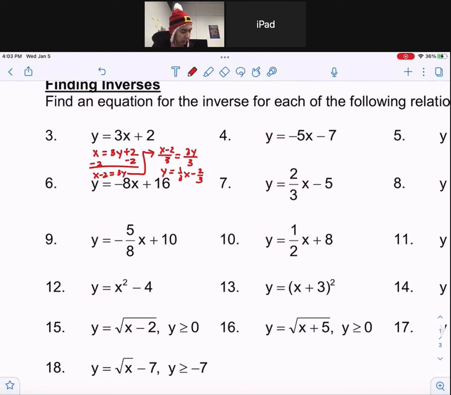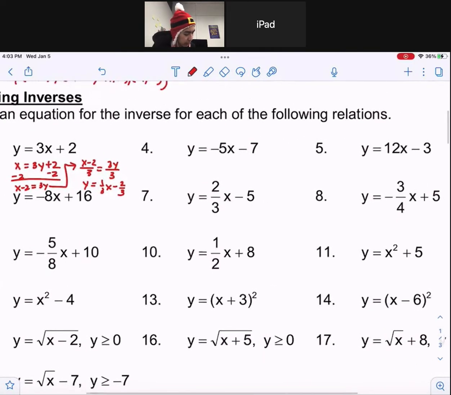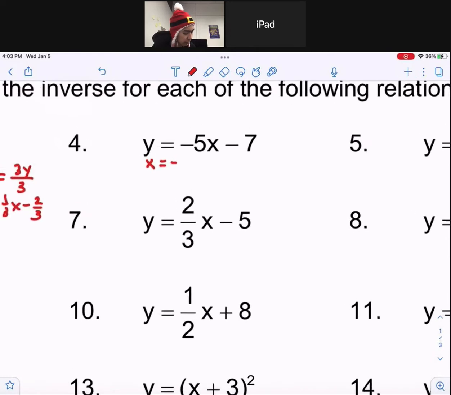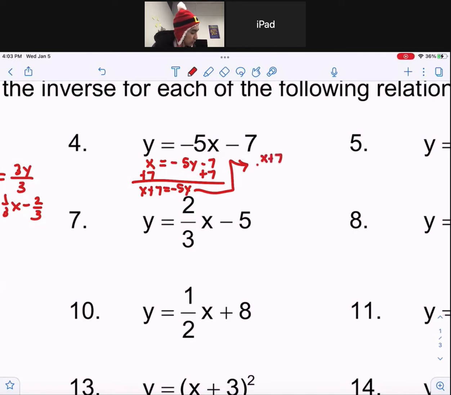If you tried number 4, again you switch your variables, and then you solve for your y. Add 7 to both sides, and because that's negative 5y, in order to get rid of that negative 5, divide both sides by negative 5. So your inverse function would be negative 1/5 x minus 7/5, or you can simply keep it just like so.